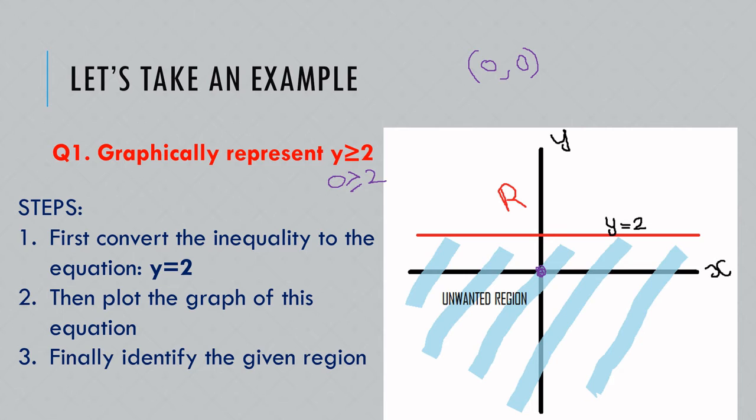No, this is false. That means 0, 0 lies in the unwanted region. That means you have to shade this region. So as you must have seen earlier in the video, I told you to always shade the unwanted region. Cool. And this is the required region, all these values. You may check also with any of the values.